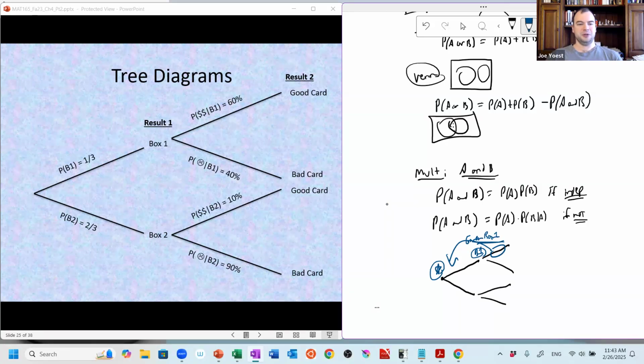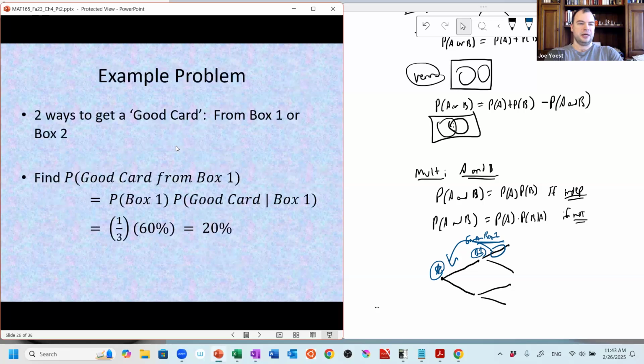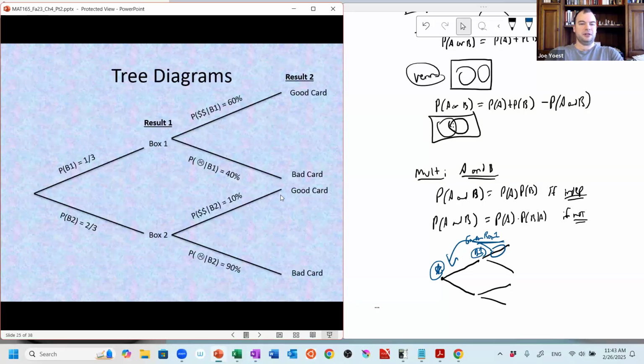Analogously for box two, 10% chance that I get a good card given that I'm at box two, and 90% getting a bad card given that I'm at box two. I see there are two ways for me to get a good card. If I look at the far right section over here, the leaves of the tree, there are two ways to get a good card. I could have gone to box one and gotten a good card, or I could have gone to box two and gotten a good card. Those are mutually exclusive because I can't go to box one and box two simultaneously.